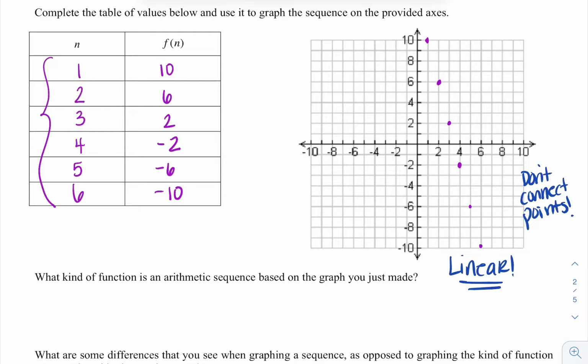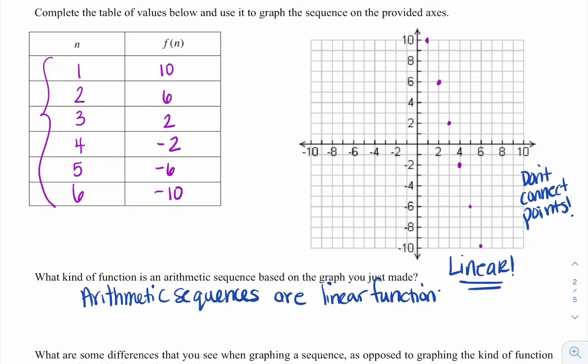So that's the main idea: arithmetic sequences are really linear functions. The biggest difference is that in an arithmetic sequence, the domain is only positive whole numbers, whereas with linear functions, the domain is all real numbers. That's the biggest difference between the two. But I want you to remember this relationship. Arithmetic sequences are really linear functions.